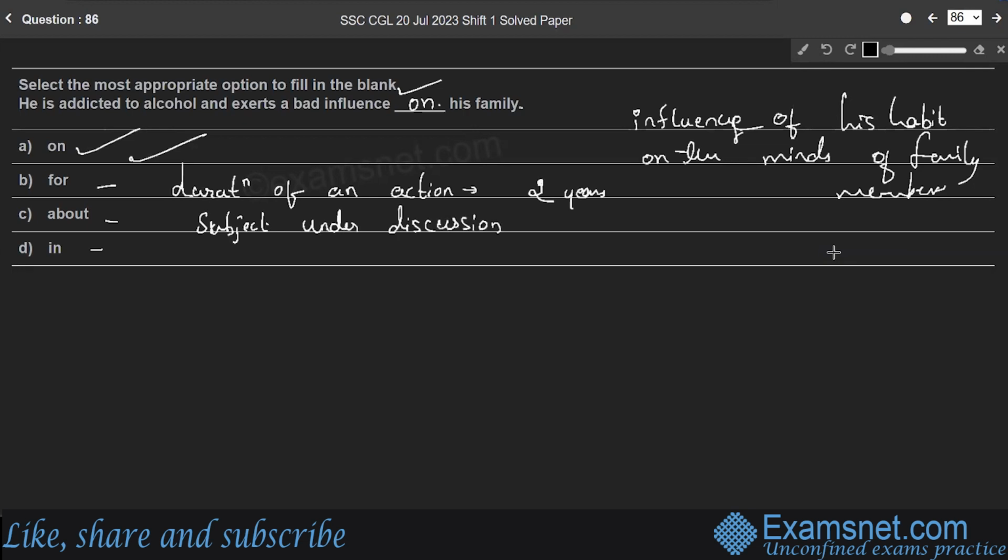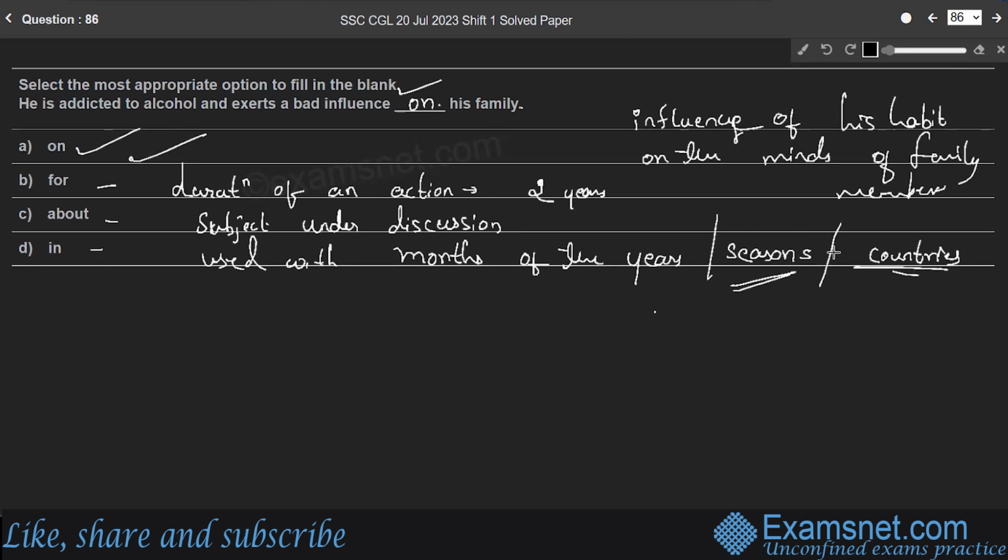Then in is used with months of the year, or seasons, or countries, or places, right? So in April, in summer, in winter, in India. Whereas in April, in May, or when it comes to seasons, in winter, in summer, like that. Therefore, for the given question, on is the right answer, option A.